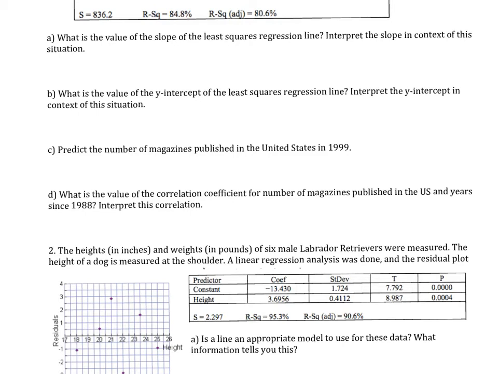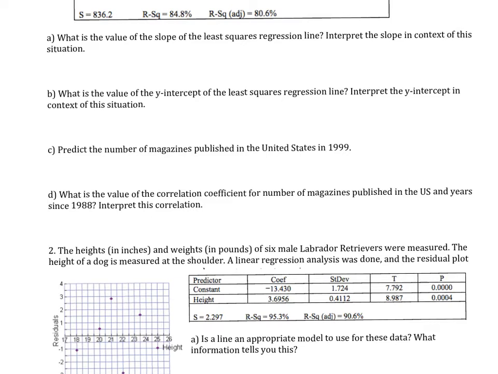The National Directory of Magazines tracks the number of magazines published in the United States each year. An analysis of data from 1988 to 2007 gives the following computer output. The dates were recorded as years since 1988. Thus, the year 1988 was recorded as year 0. A residual plot, not shown, showed no pattern. So a linear fit seems appropriate.